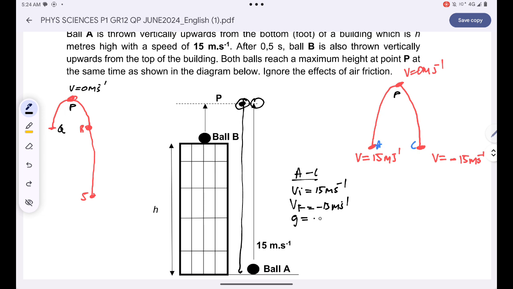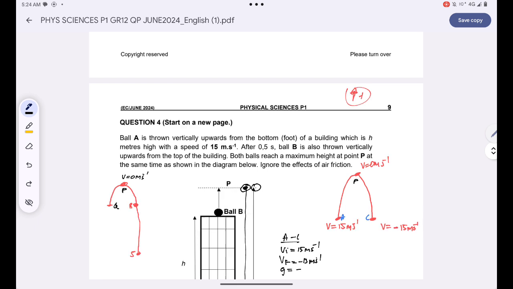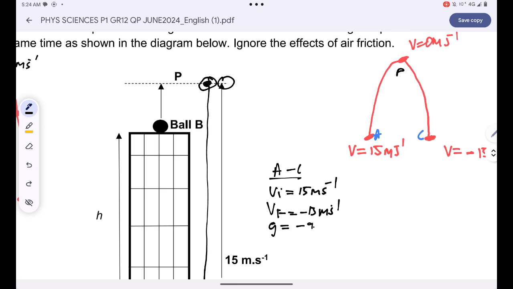The acceleration, if I choose up as positive, will simply be negative 9.8 meters per second squared. Delta y: the ball started from the ground and returns to the ground, so the straight-line change in position is simply 0 meters, because the ball returned to its initial position. But I don't know the time it took the ball to return to the same initial position. That means I must use an equation that has time.